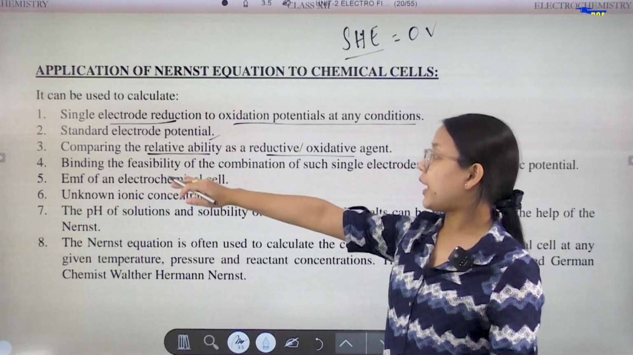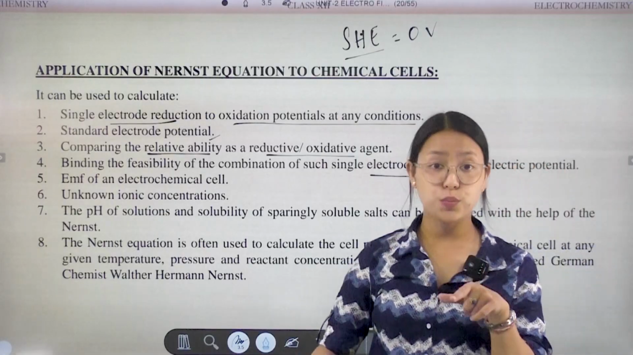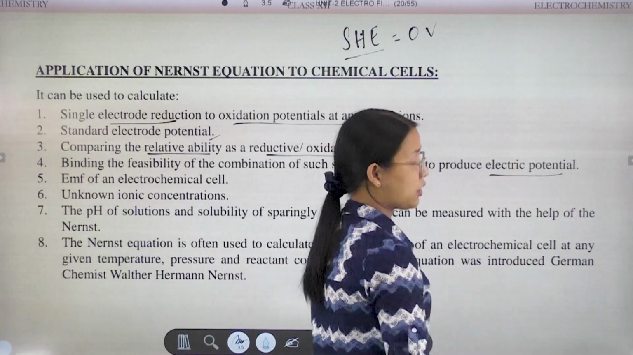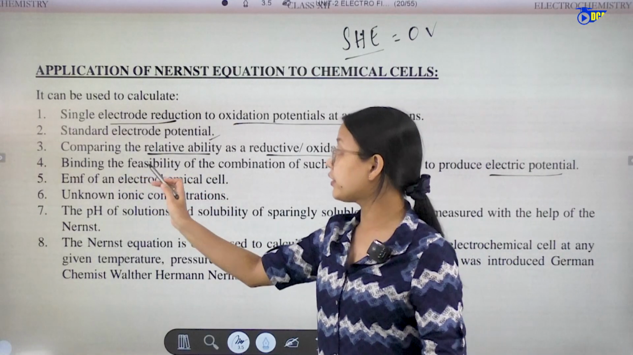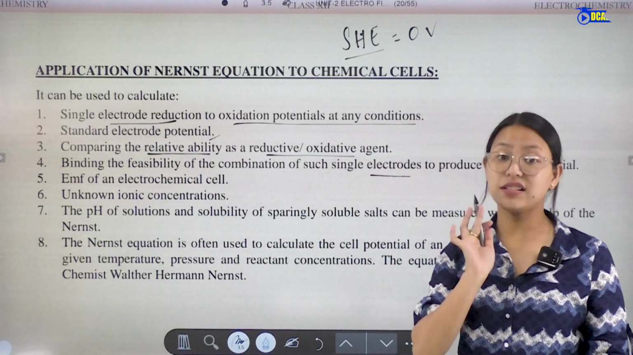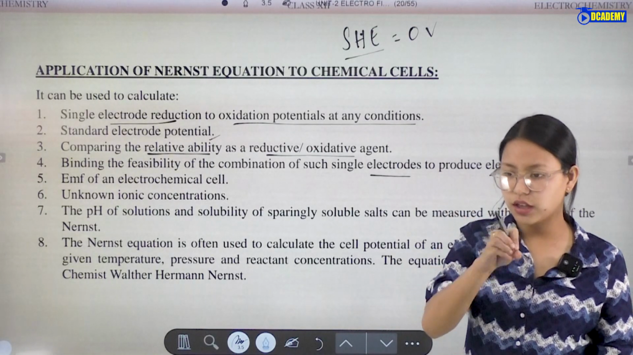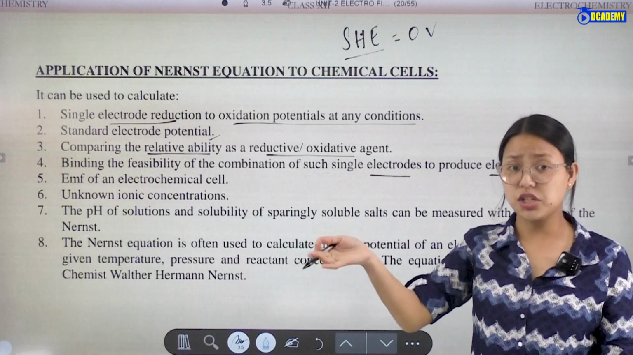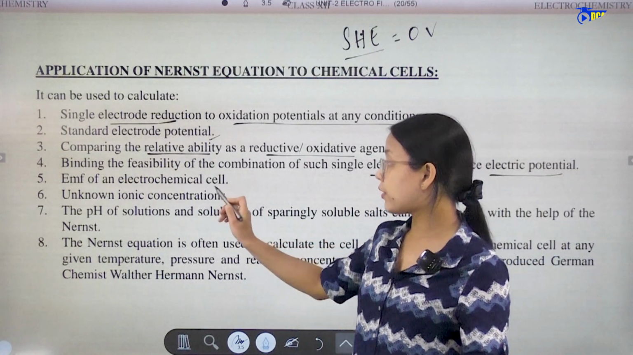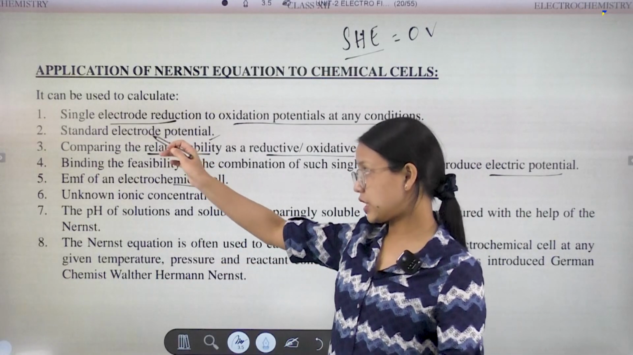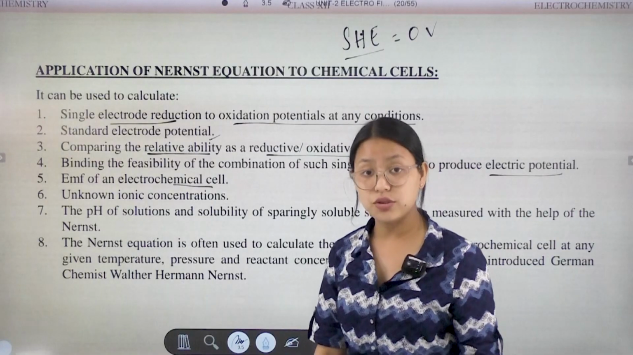Then finding the feasibility of the combination of such single electrodes to produce a higher electric potential. Combining single electrodes, electrons transfer and generate electricity, which gives the EMF of the electrochemical cell. From the standard electrode potentials we can find the EMF of the cells.